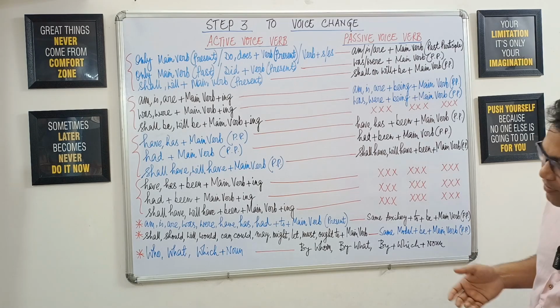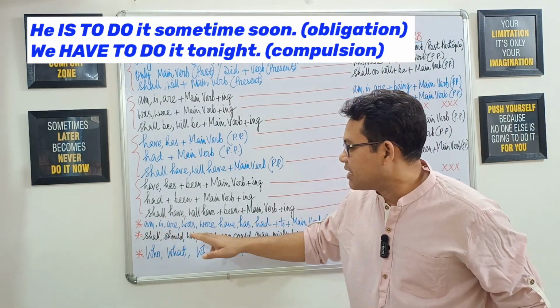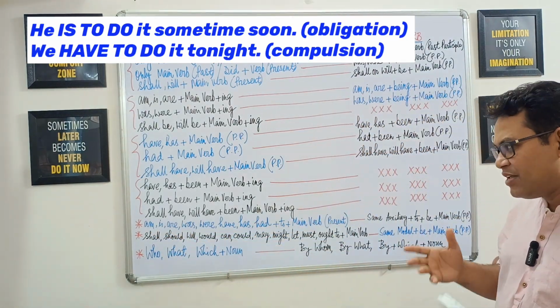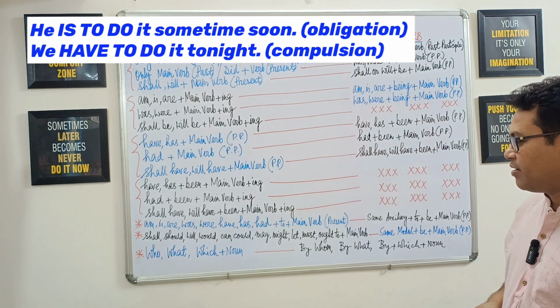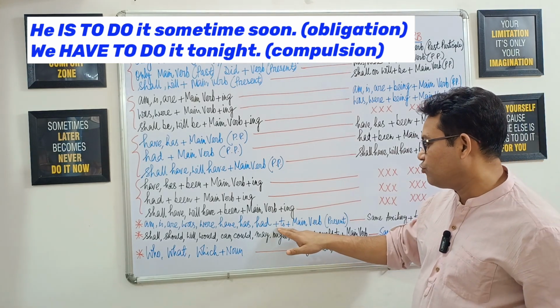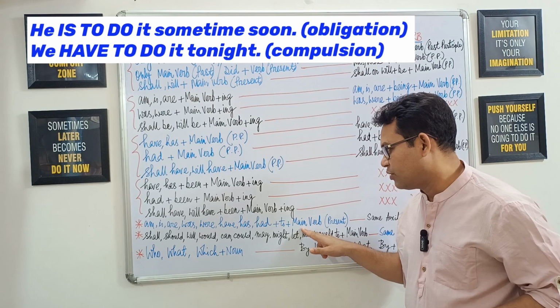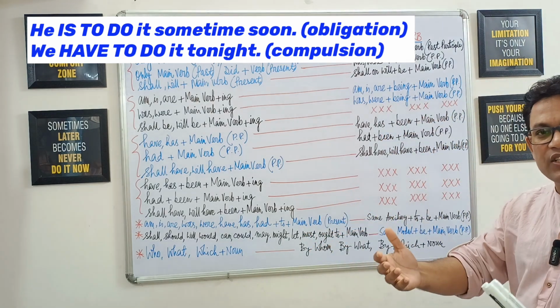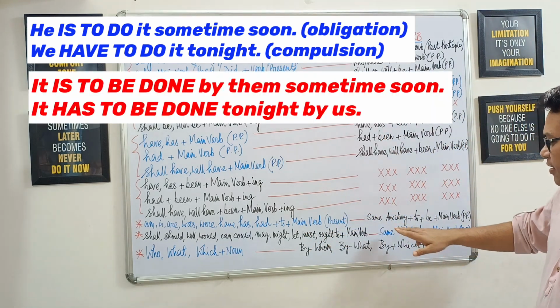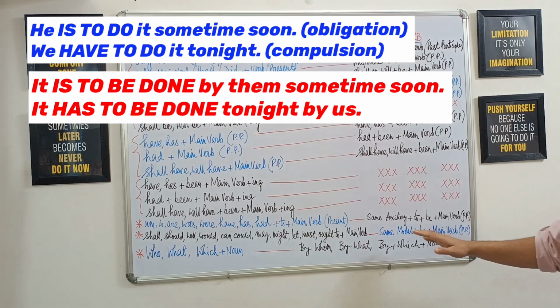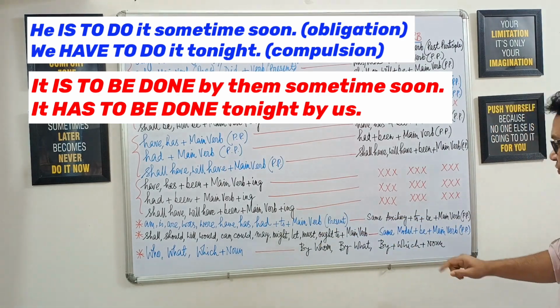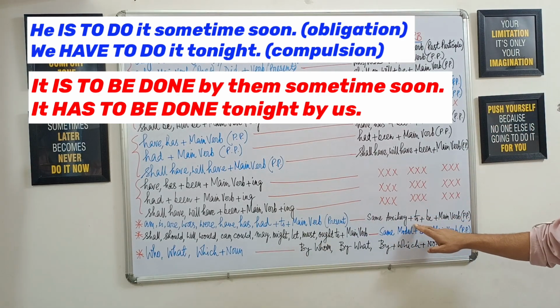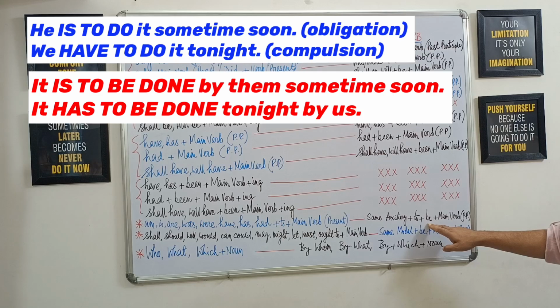Then cluster number 5: if we get am, is, are, was, were, have, has, had, any one of these auxiliary verbs, and after that we get the infinitive to plus main verb in the present form, to indicate either obligation or compulsion, then in the passive verb pattern we have to take the same auxiliary verb, then the to infinitive, to, then the passive sign be, then the main verb will be in the past participle pattern.